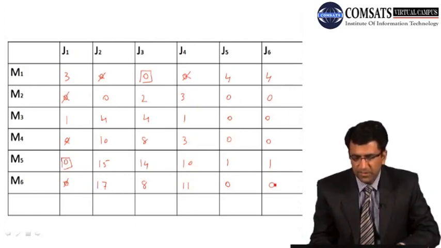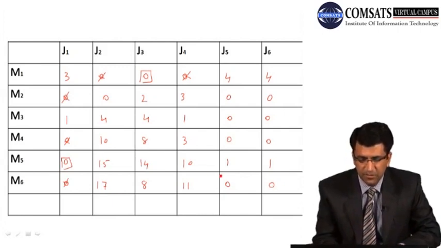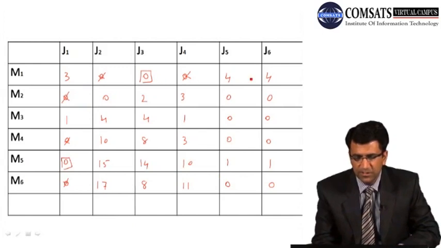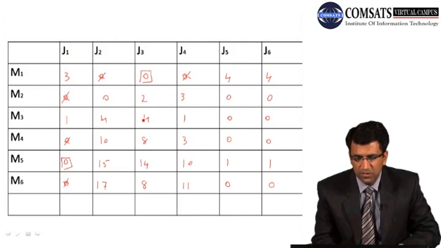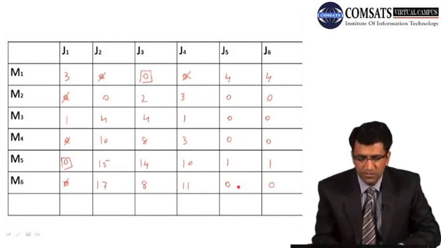So again we can start this particular step. If we start from the first row, you can see that there is no 0 available. Second row, no 0. Third row, more than one 0, so leave it. Fourth row, more than one 0, leave it. Fifth row, no 0. Sixth row, more than one 0, leave it.